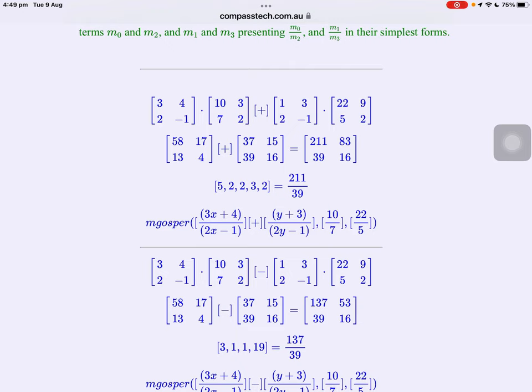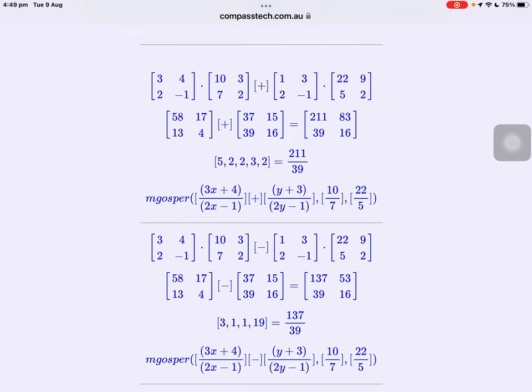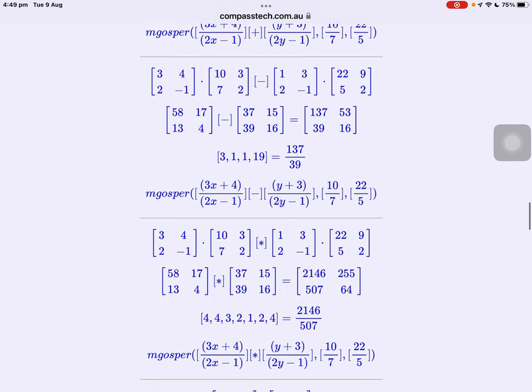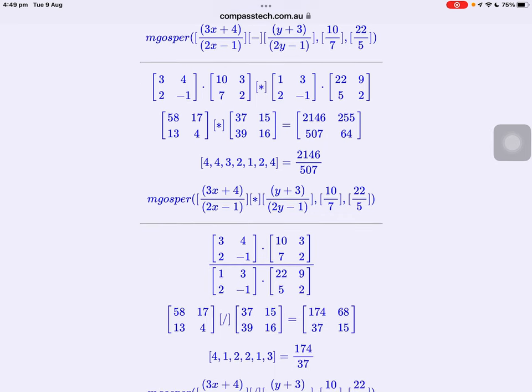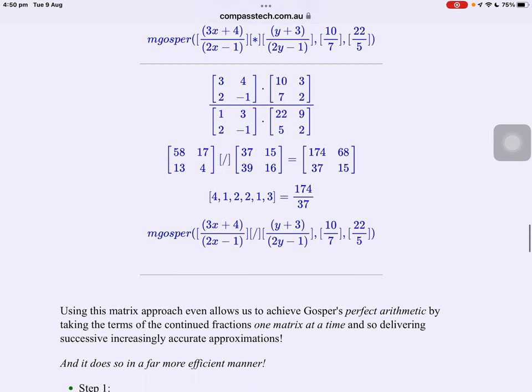Okay, but that's not a problem, because all we want from that result is the answer to our question. So here, we see our process worked out even further. The sum of the two, we get 211 over 39. And the last convergent was 83 over 16. The difference, 137 over 39. The product, 2146 over 507. And the quotient, dividing those two, well, you can do it as a division or you can invert the divisor and multiply, and you get that result.